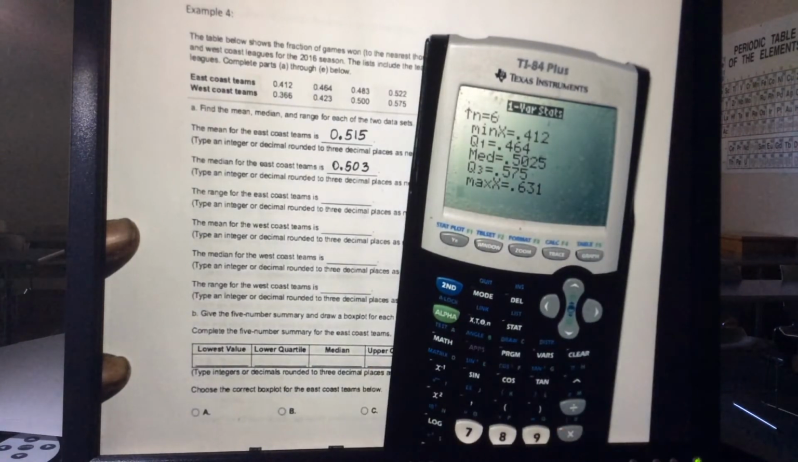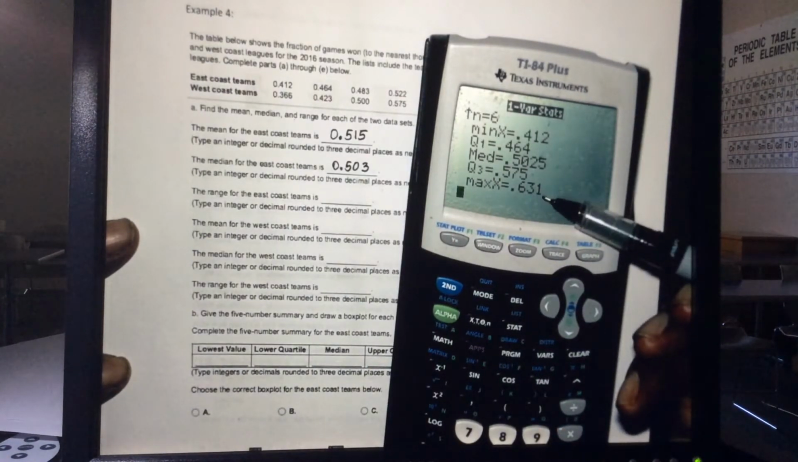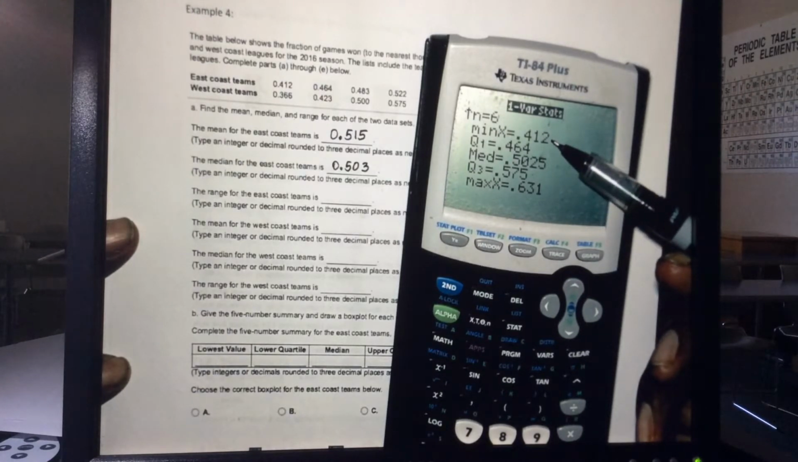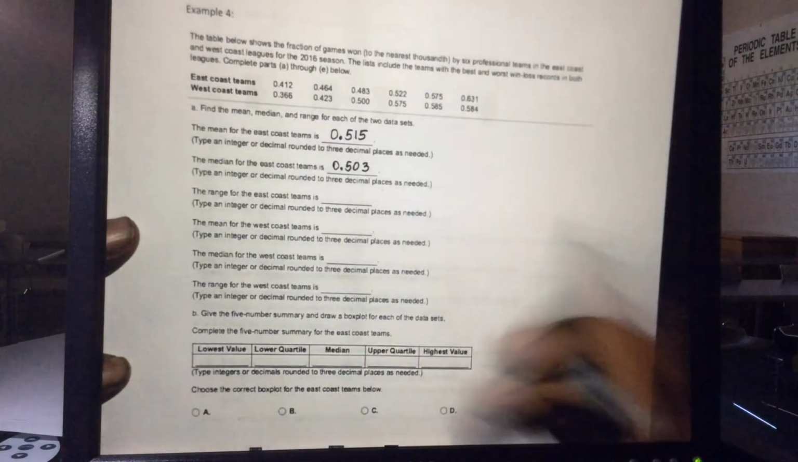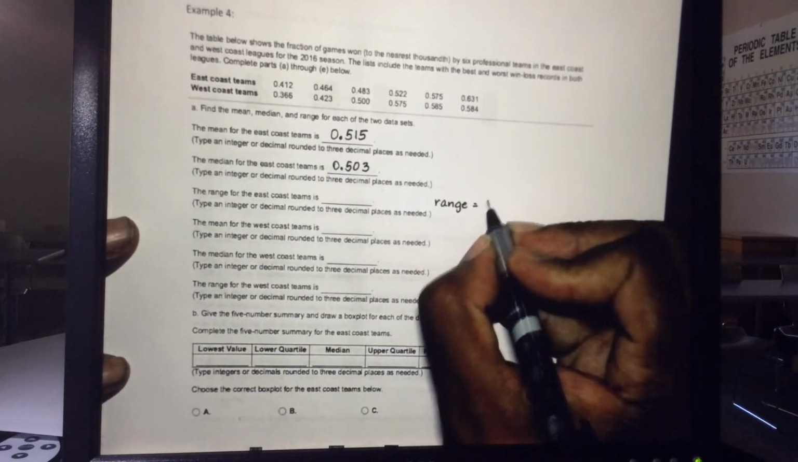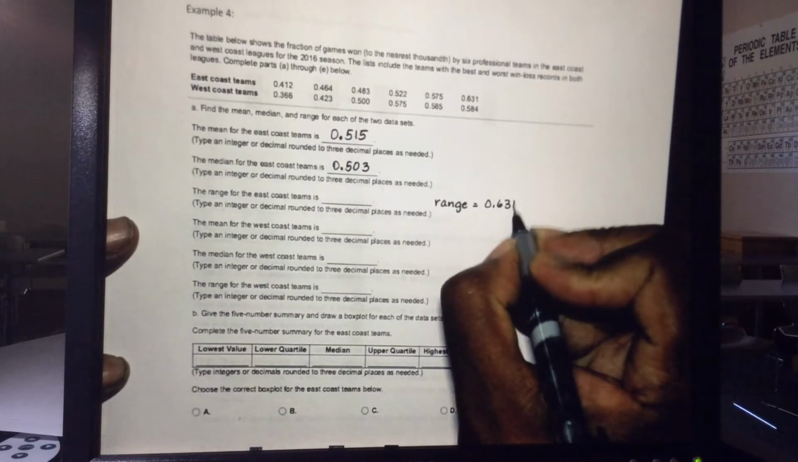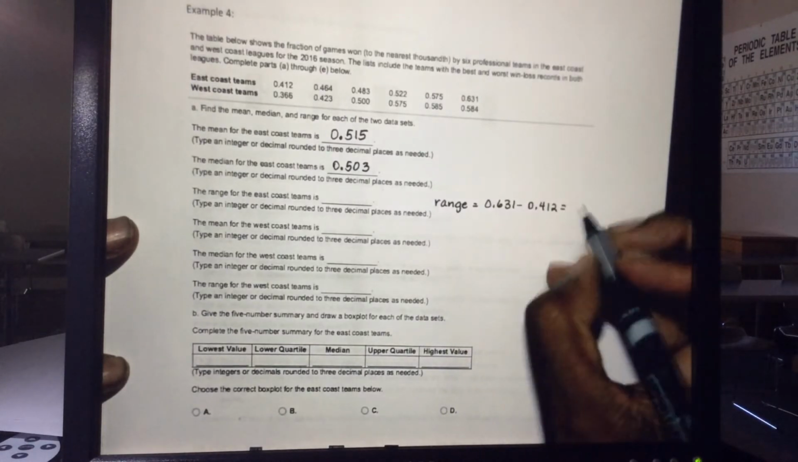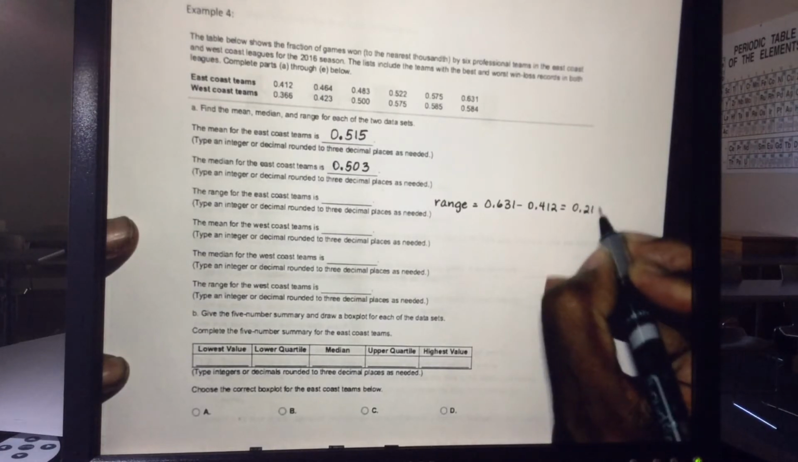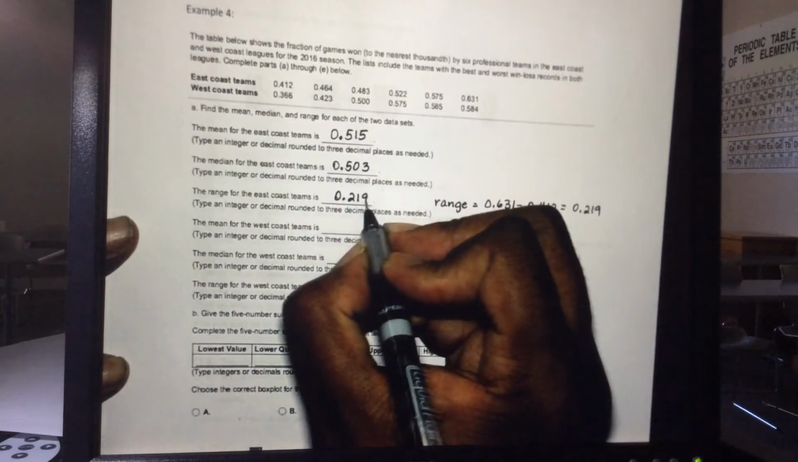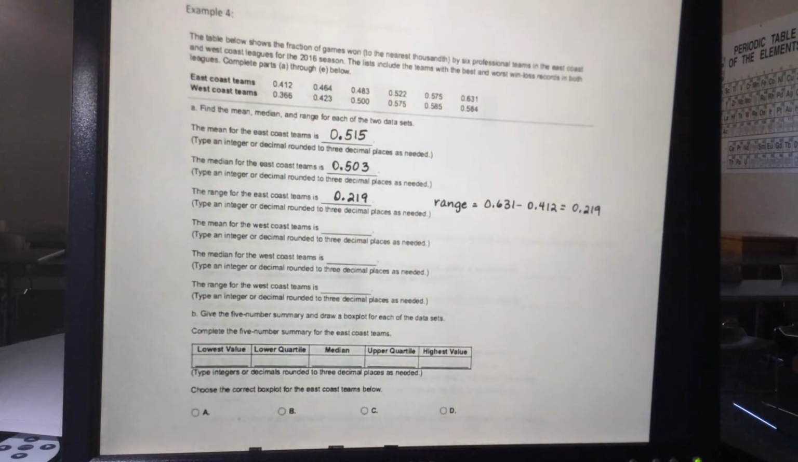Okay, now for the range. Well, the maximum value was 0.631. The minimum value was 0.412. We'll have to subtract those. And when you subtract those, you get 0.219. That's going to be the range here for the East Coast teams, 0.219.